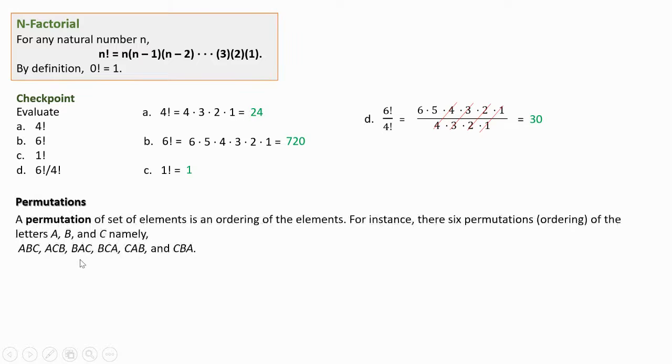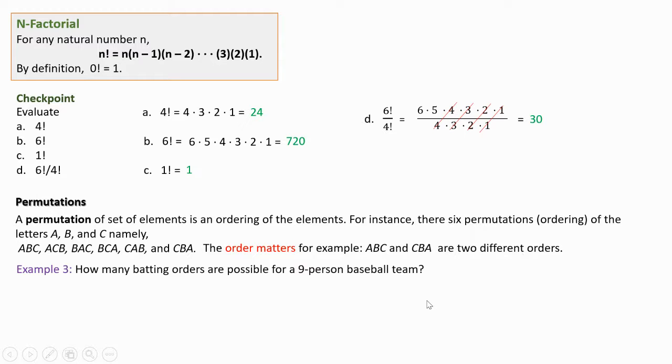Now, permutations. A permutation of a set of elements is an ordering of the elements. For instance, there are 6 permutations, or orderings, of the letters A, B, and C. A, B, and C can be arranged in 6 different orders, even though they're the same letters. For permutation, the order matters, or the arrangement matters. This is the key thing here. The order matters. For example, A, B, C and C, B, A are 2 different orders.